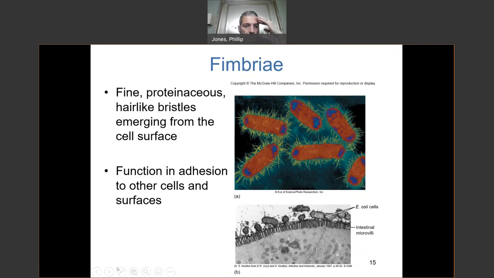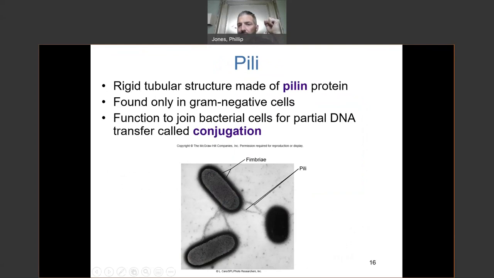All right, so pili, once again, these are called conjugation pili. They pull up next to the other E. coli, and they just kind of ram the pili into the other related species, and give it genetic information. So, a rigid tubular structure made of pilin protein, found only in gram-negative cells, that functions to join bacterial cells for partial DNA transfer called conjugation.